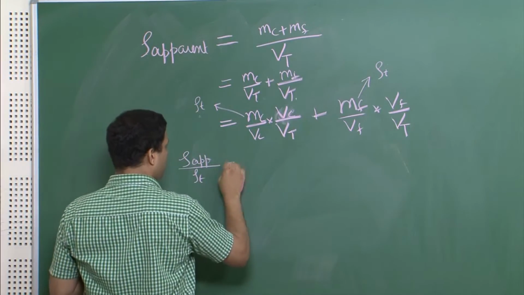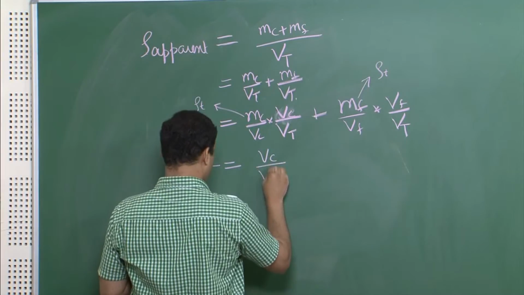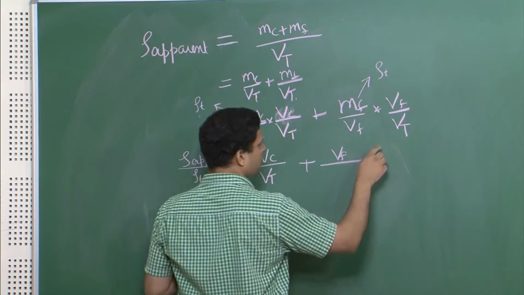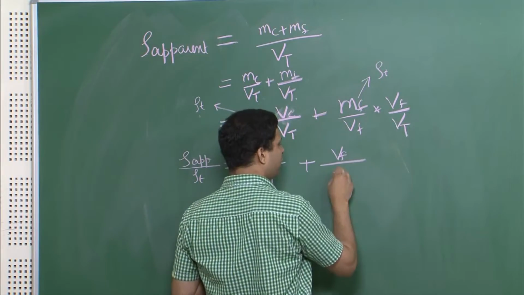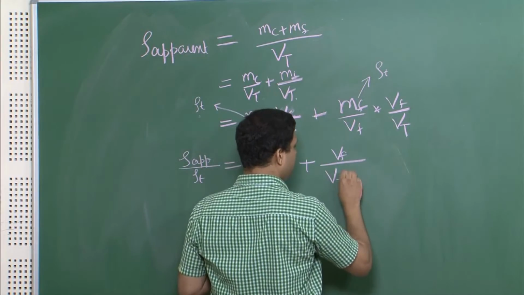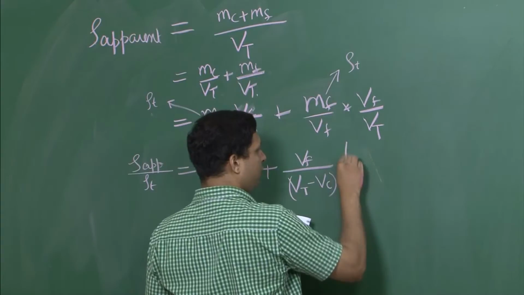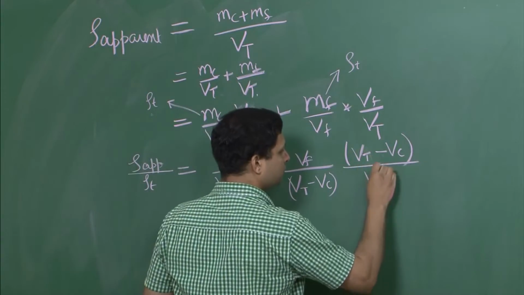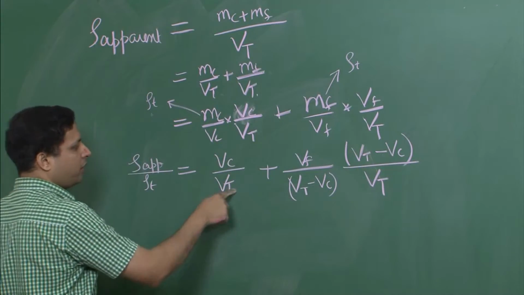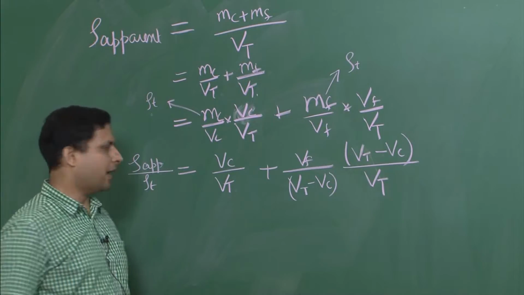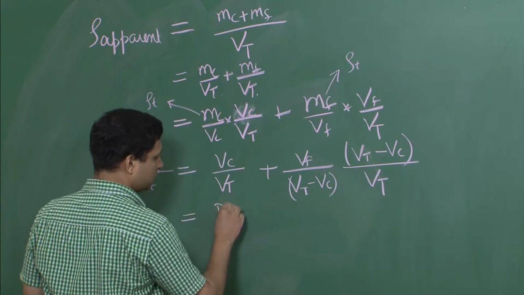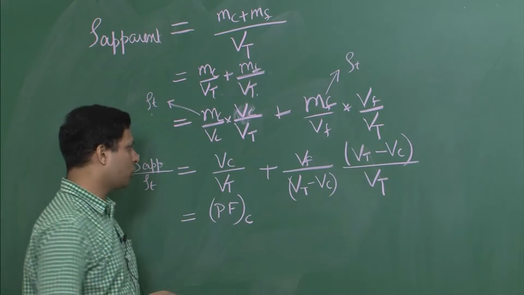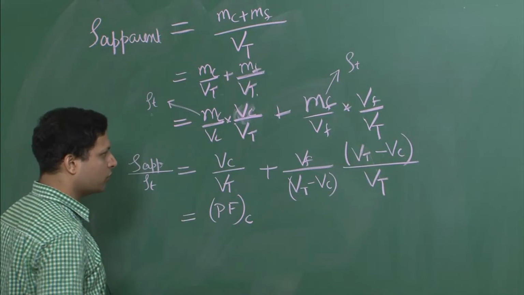So this is rho A equals rho T times Vc by Vt plus Vf by Vt, but again here what we will do is we will multiply Vf by Vt minus Vc. You will see in a moment why we have done this. So we have multiplied it on both sides. Now Vc by Vt, what is it? It is nothing but packing fraction of course. We are looking at the volume taken by the coarse particles and the total volume. So that is the packing fraction of coarse.